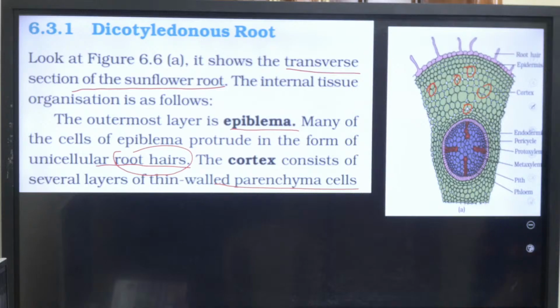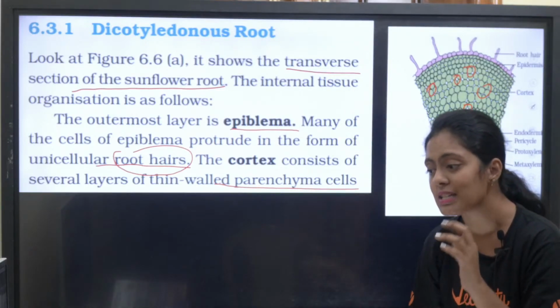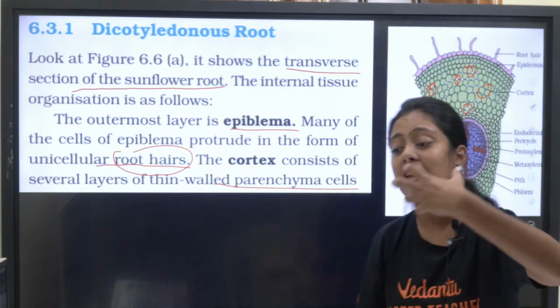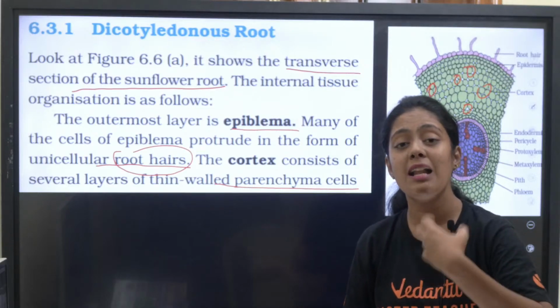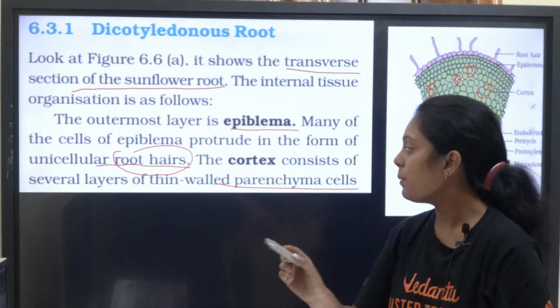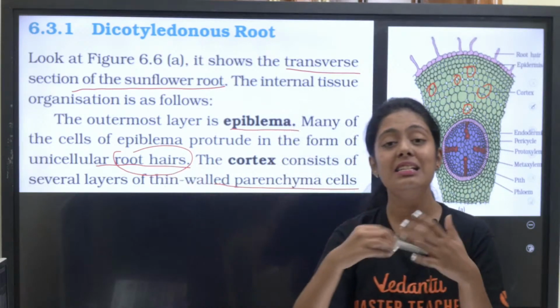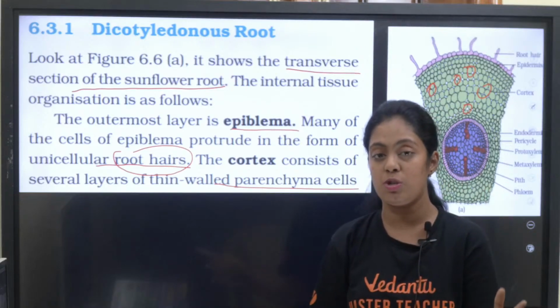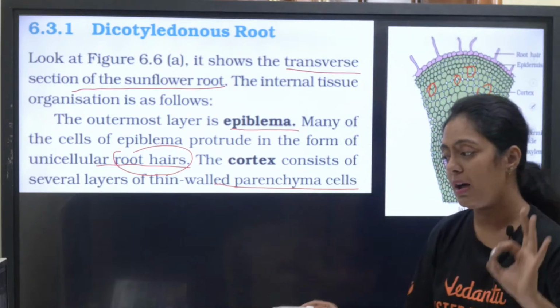cortical region. Okay, now inner to the cortex, yes, it increases the area of absorption. It helps in more absorption. The presence of root hair will increase the surface area of absorption. Very, very important point, pasangala.